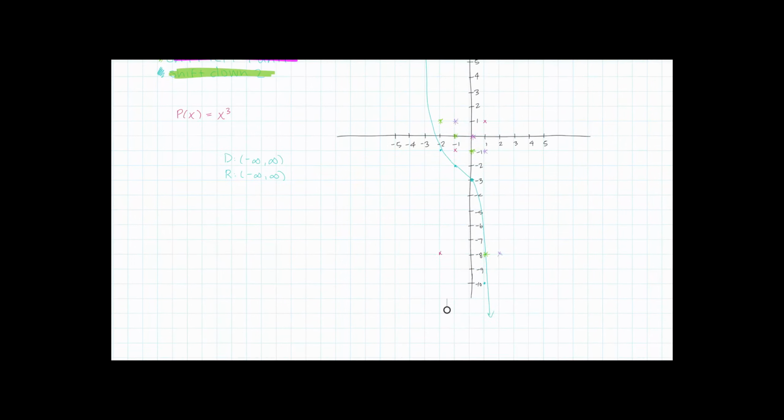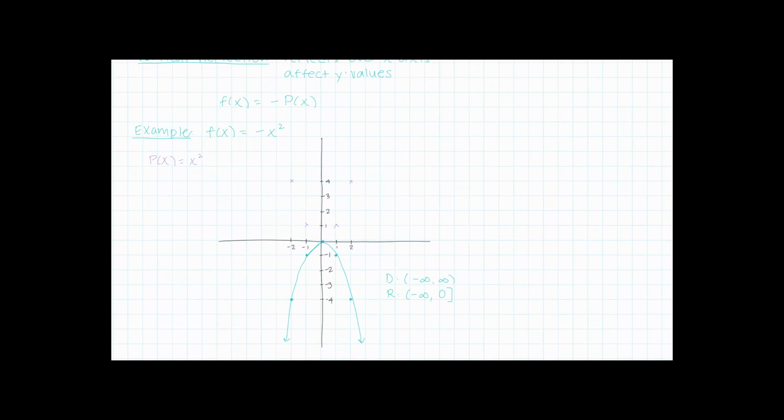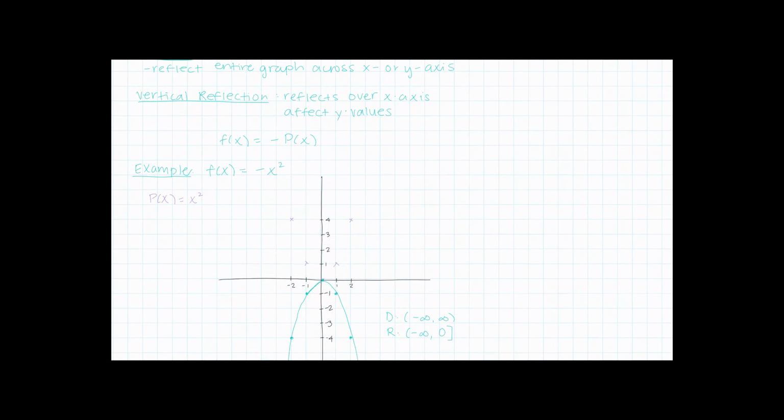Okay, so that's vertical reflection, reflecting across the x-axis, and that affects the y values. So then the next one we'll talk about are horizontal reflections, and it's just the opposite. Instead of reflecting across the x-axis, we're reflecting across the y-axis. And so these will obviously affect the x values.